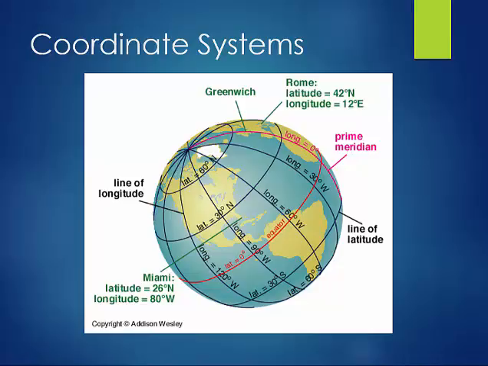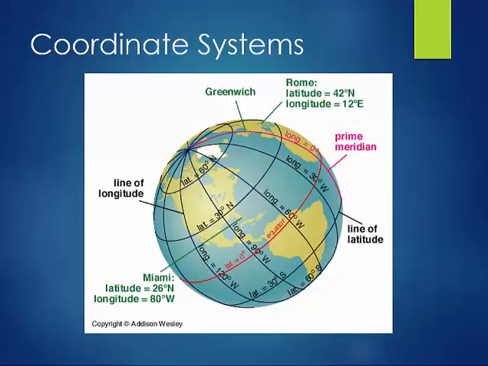In the diagram, there are some famous latitude and longitude lines that you might recognize. A famous line of latitude is the equator, which runs at 0 degrees latitude. A famous line of longitude is the prime meridian, which runs through Greenwich, England, and has a longitude of 0 degrees.